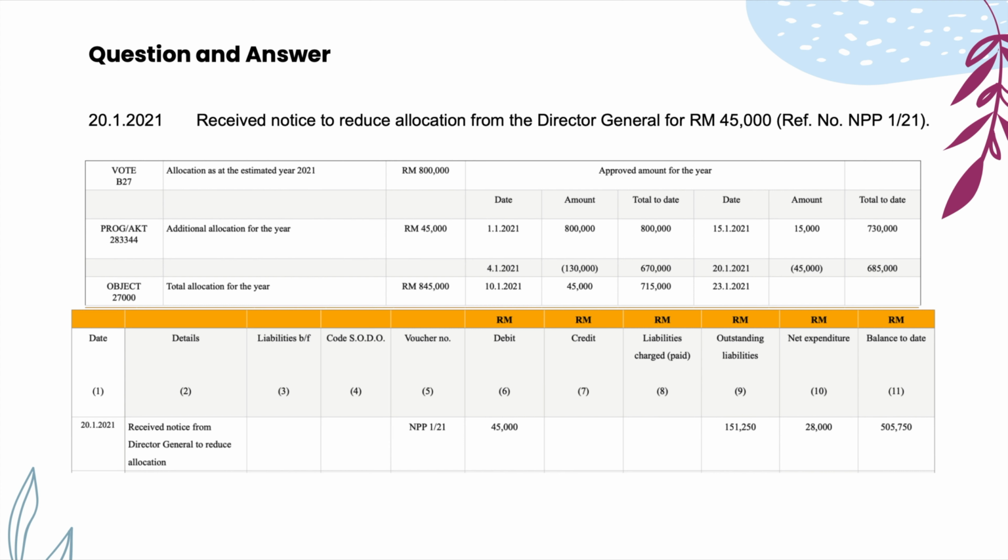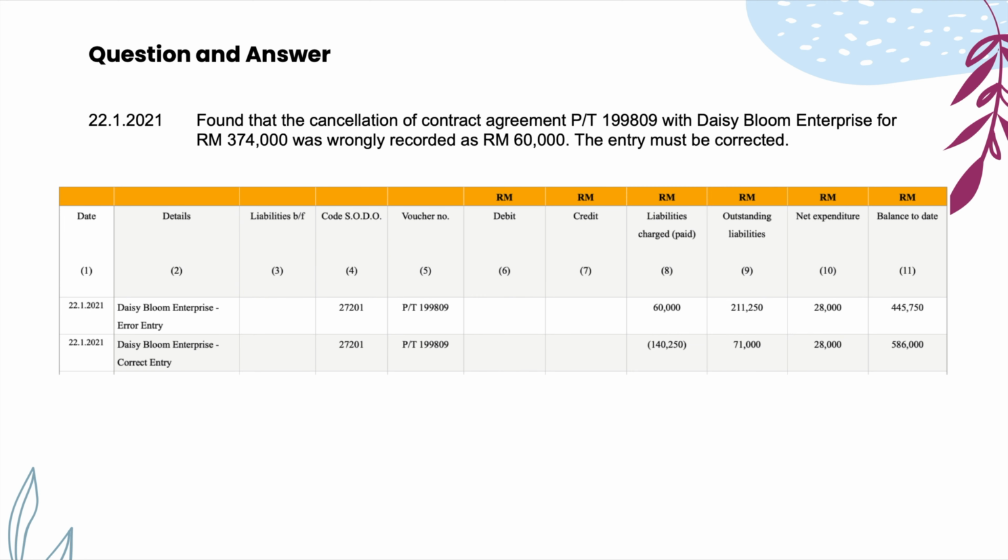So as we record the non-liability transaction, we must not forget to copy down the outstanding liabilities and the net expenditure amount. On the 22nd January 2021, found that the cancellation of contract agreement PT 199809 with Daisy Bloom Enterprise for 374,000 ringgit was wrongly recorded as 60,000 ringgit. The entry must be corrected. We need to adjust the entry that we did on 19th January 2021.